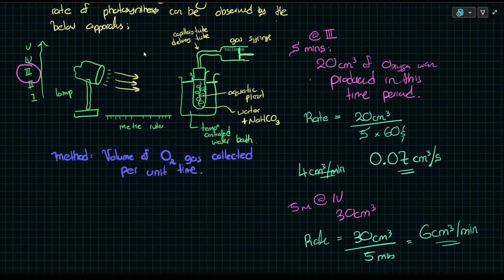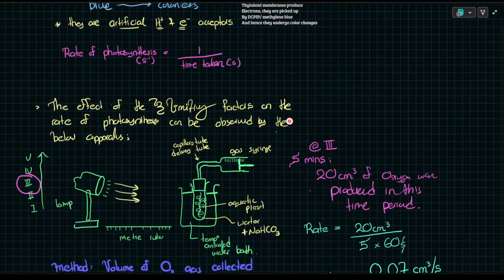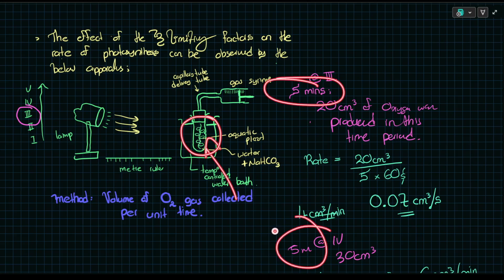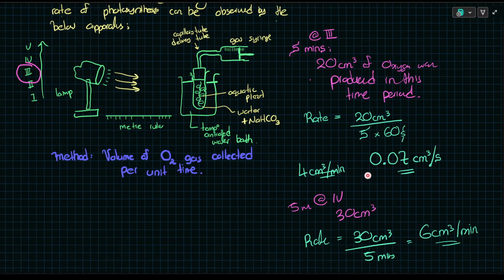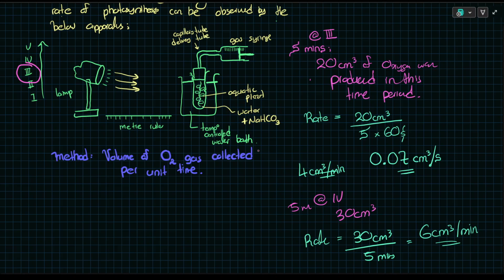One last thing I should mention. Going from here to here, I only increased the intensity. I kept everything the same. The temperature of this water bath was the same. I used the same exact plant. I used the same exact duration. Nothing changed, right? I only changed the intensity. Why? Because that is the only variable I should be changing, because that is the only variable I am investigating.